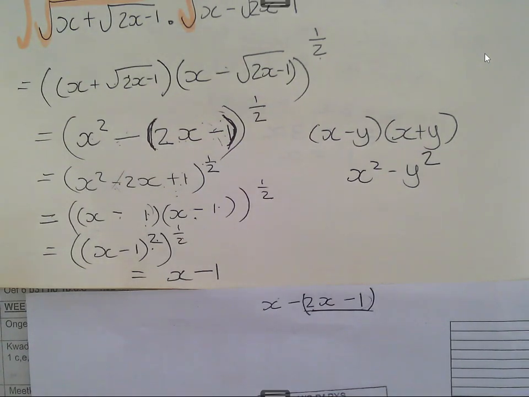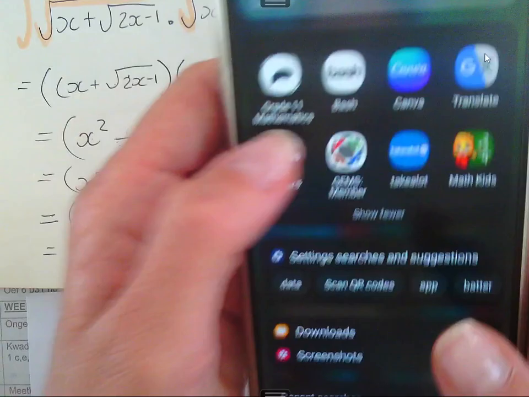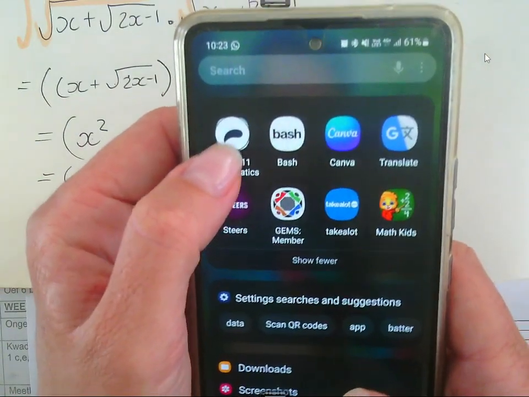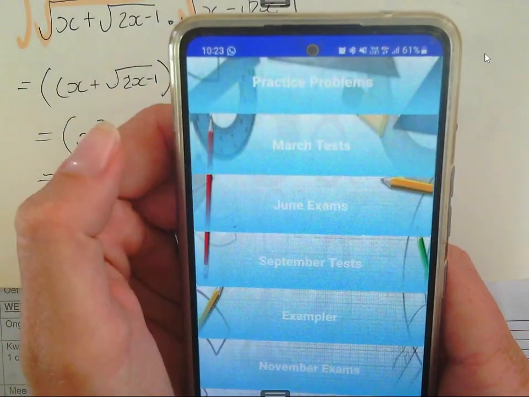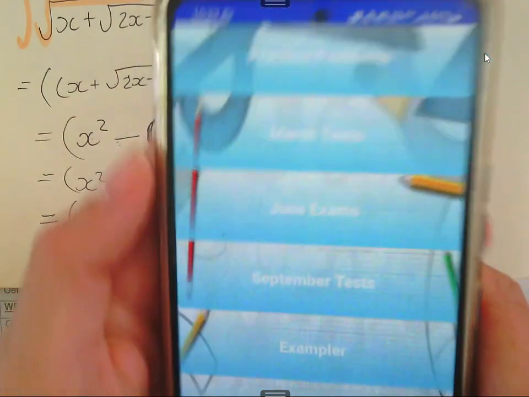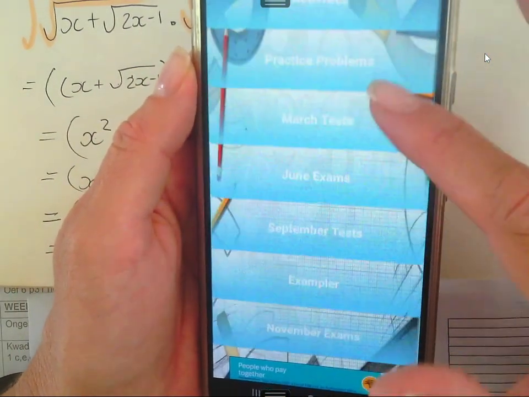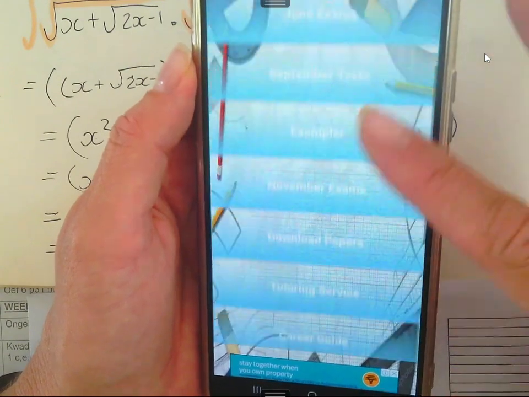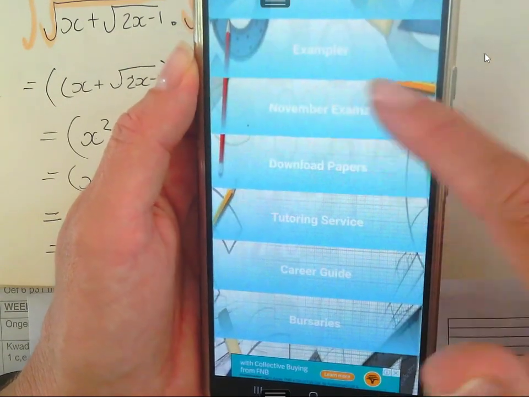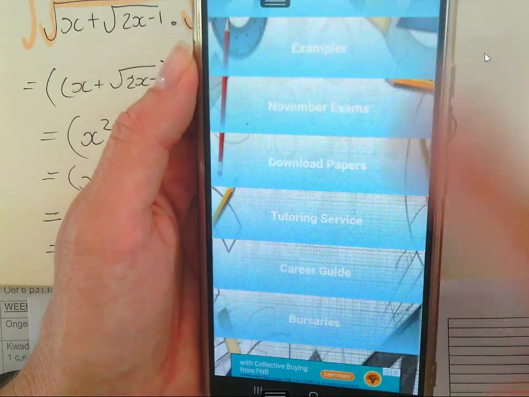You guys know that app, Grade 11 Mathematics? You have it? Okay, let me just show the ones that don't have it. It looks like an eyebrow. Then you go on it now. I know you can't see clearly there, but it has practice problems, examples, activities, March tests, June exams, September test, exemplar, November exams, download papers, everything in here.